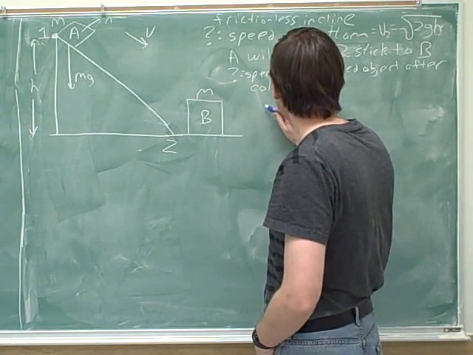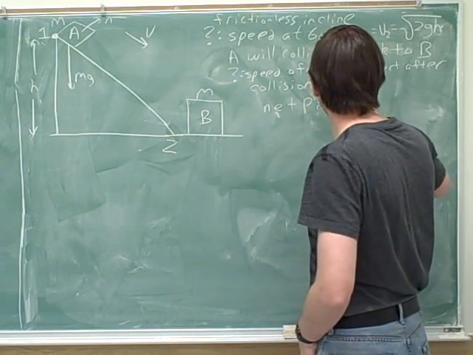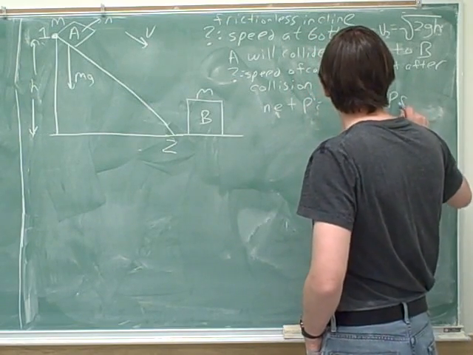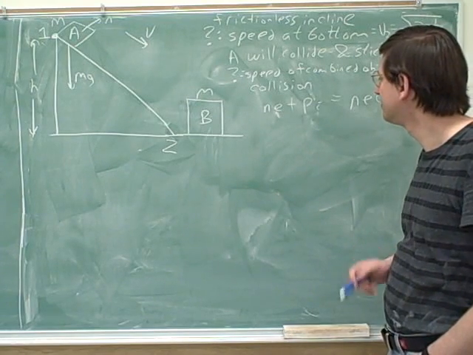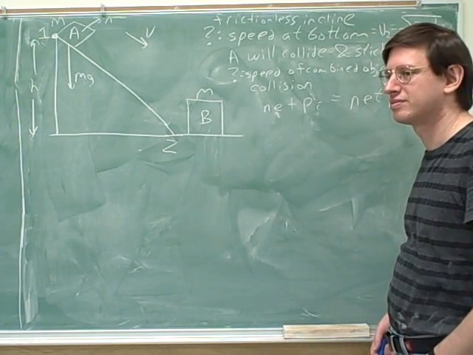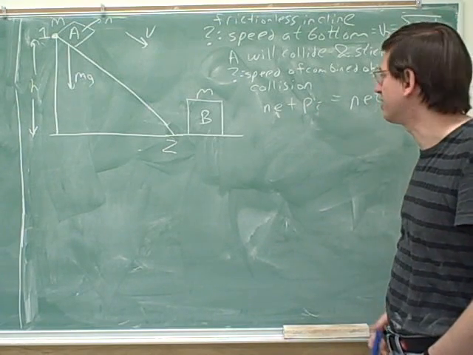All right, so our basic equation is net momentum initial equals net momentum final. Because the momentum is conserved, that means the total initial momentum equals the final momentum.